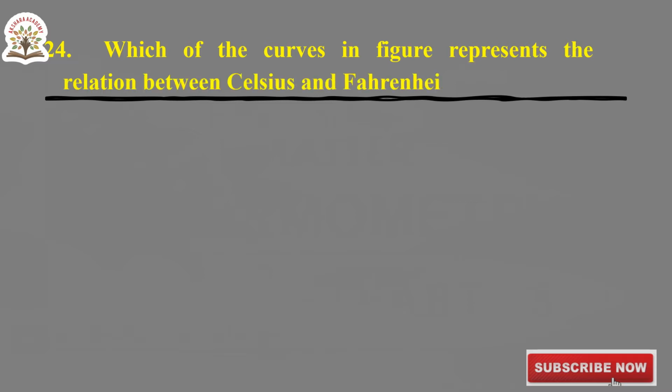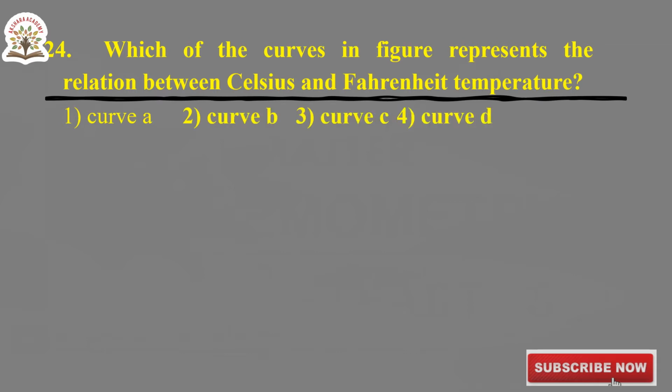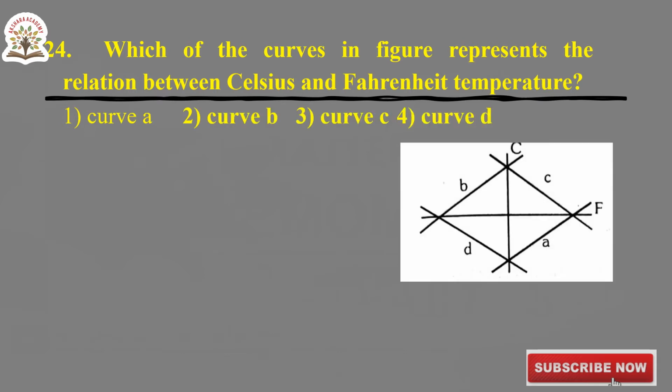Which of the curves in the figure represents the relation between Celsius and Fahrenheit temperatures? See the figure. In this, 4 curves are there, A, B, C, D, and we have to find which curve represents the correct relation between Celsius and Fahrenheit temperatures. Now let us go to the solution.